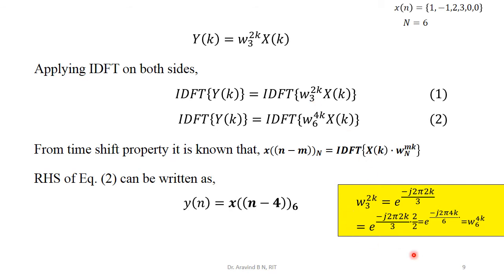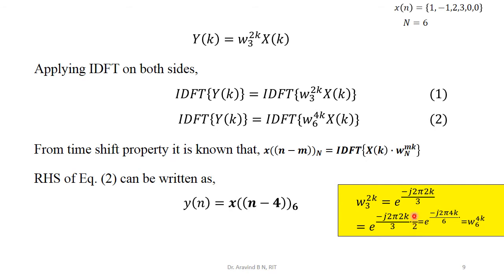That is what is being represented over here. This twiddle factor has been taken out and is represented over here. Convert this into the exponential form, and we get this one. Now how to make this denominator 6? Multiply and divide this power value by 2. Multiply and divide by 2, that is what is being represented here.